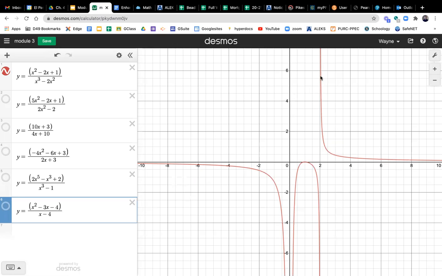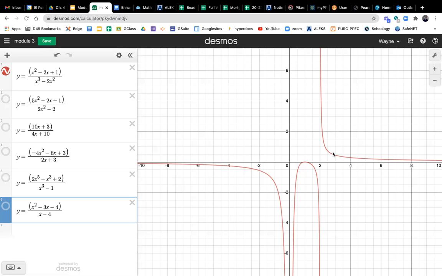Now the asymptotes are not part of the graph. They're just boundaries that they can't cross. So it never gets to 2. It never gets to 0 here. So there are just these boundaries that kind of work. So that was the first one. And so that's what the graph would look like.